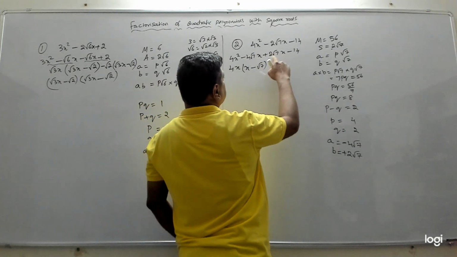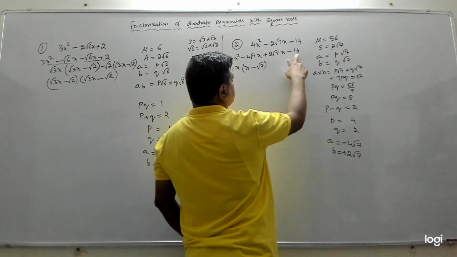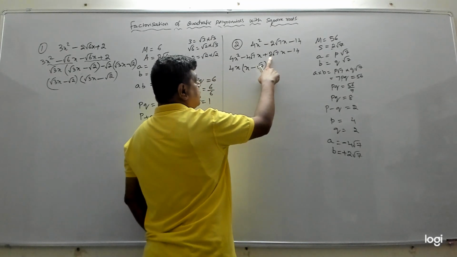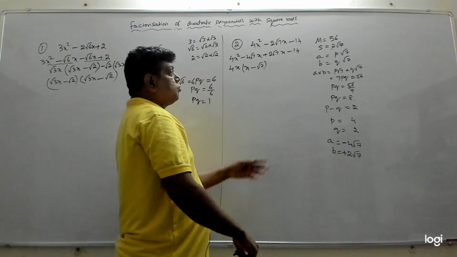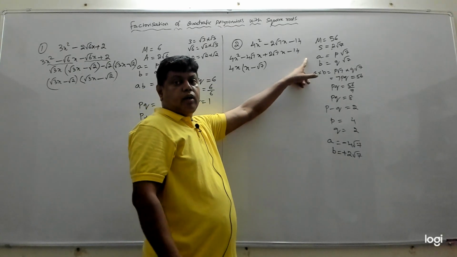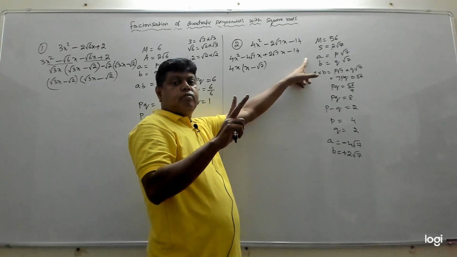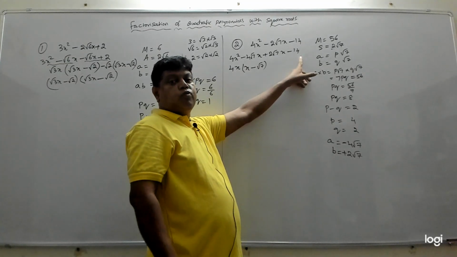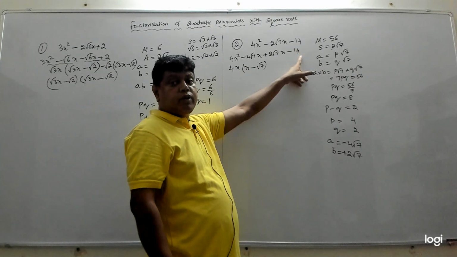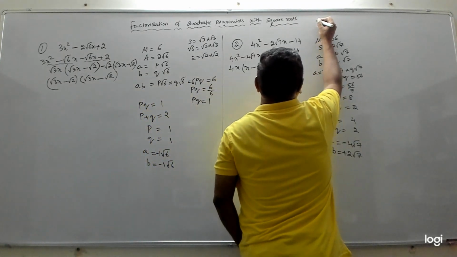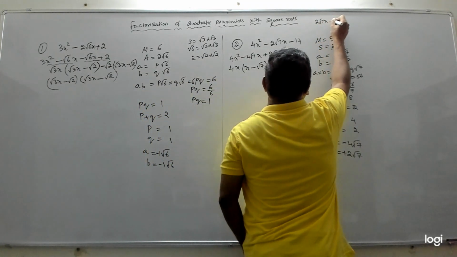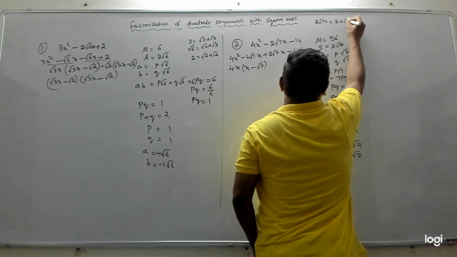And from these two, what is common? 2 is common because 14 has 2. This also has 2. Again, if you observe, this has root 7. 14 also has root 7 because 14 can be written as 2 into 7. And that 7 has 2 root 7s. Root 7 into root 7 is 7. So 14 can be written as 2 into root 7 into root 7. Right? So if you observe, see 2 root 7x has 2 into root 7 into x.